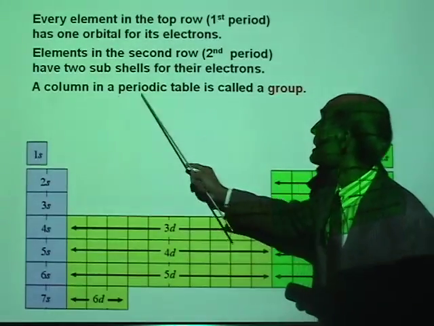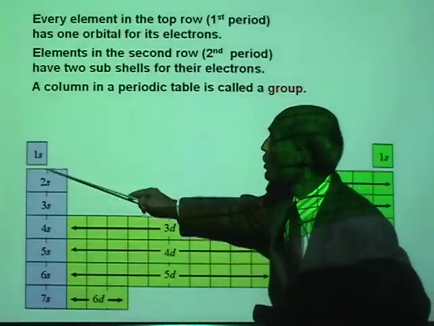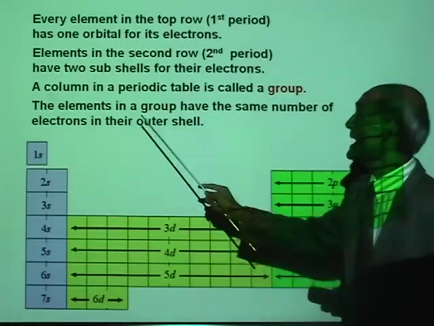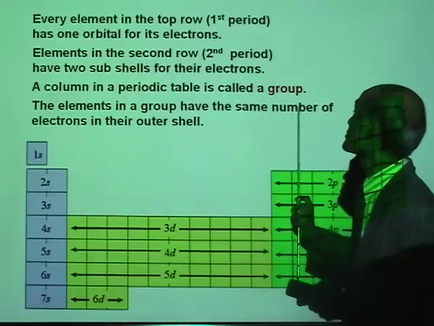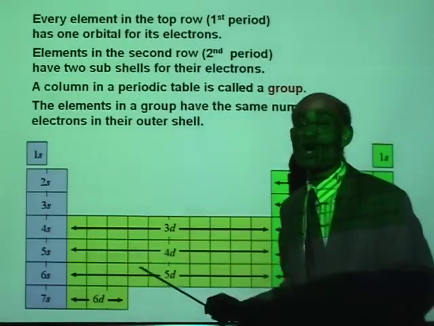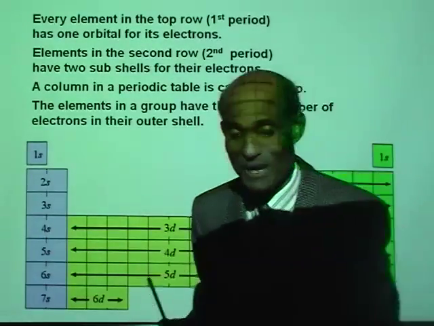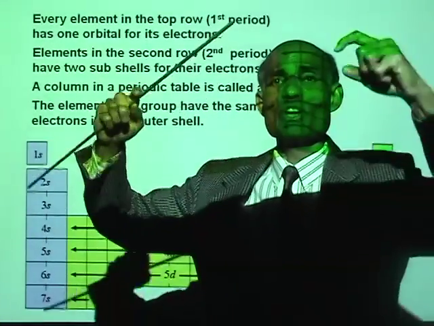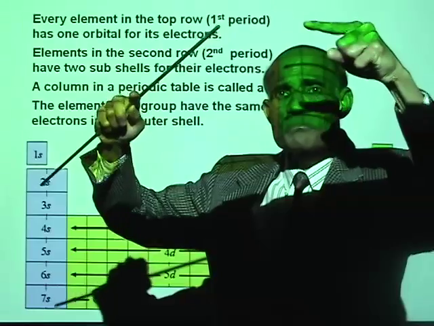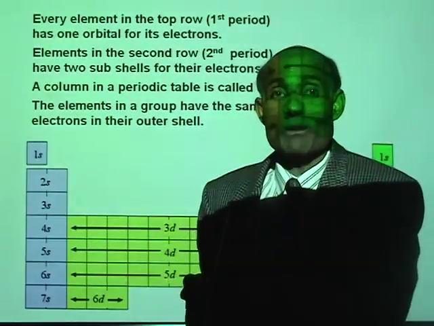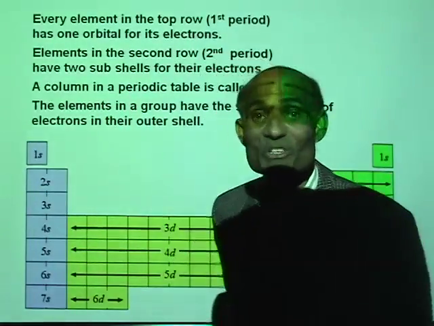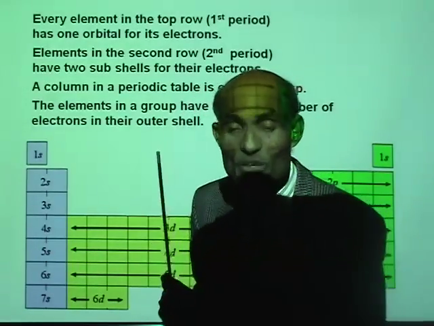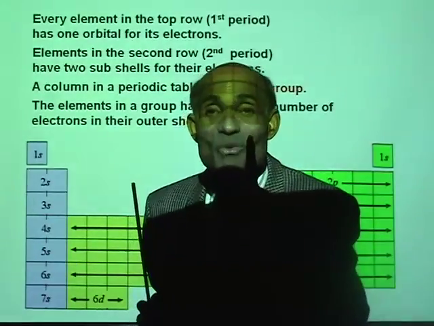A column in a periodic table is called a group. We already talked about that. Now, the elements in a group have the same number of electrons in the outer shell. You see, as we go on filling the electrons, every atom has an outer shell. What is the characteristic of elements in a group? All the elements in a group, very interesting, watch this.